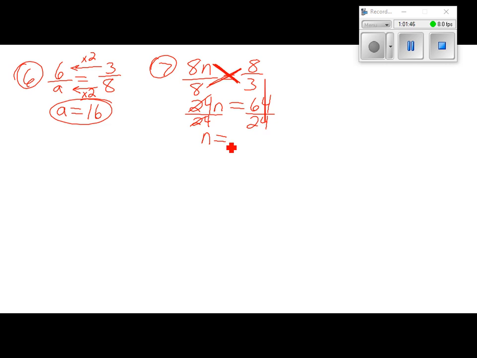2.6 repeating. So what's that? 2 and what's that? 0.6 repeating. 0.3 repeating was 1/3. 0.6 repeating is 2/3.